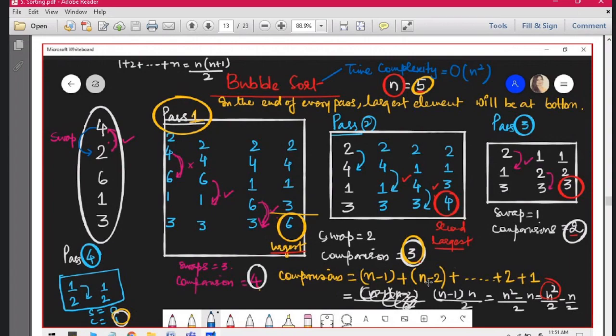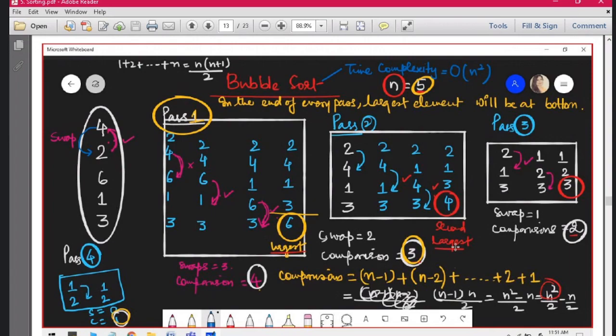So in the first pass, the number of comparisons will be n minus 1. In the second pass, the number of comparisons will be n minus 2. Similarly, in the last pass, there will be only one comparison, and second last will be 2 comparisons. So if you add the series, it will be n into n minus 1 by 2, and it will be n square minus n upon 2, and then you write n square by 2. You will ignore the coefficients and smaller terms, and you will take the highest degree term, that is n square. So the time complexity of bubble sort is order of n square, right?